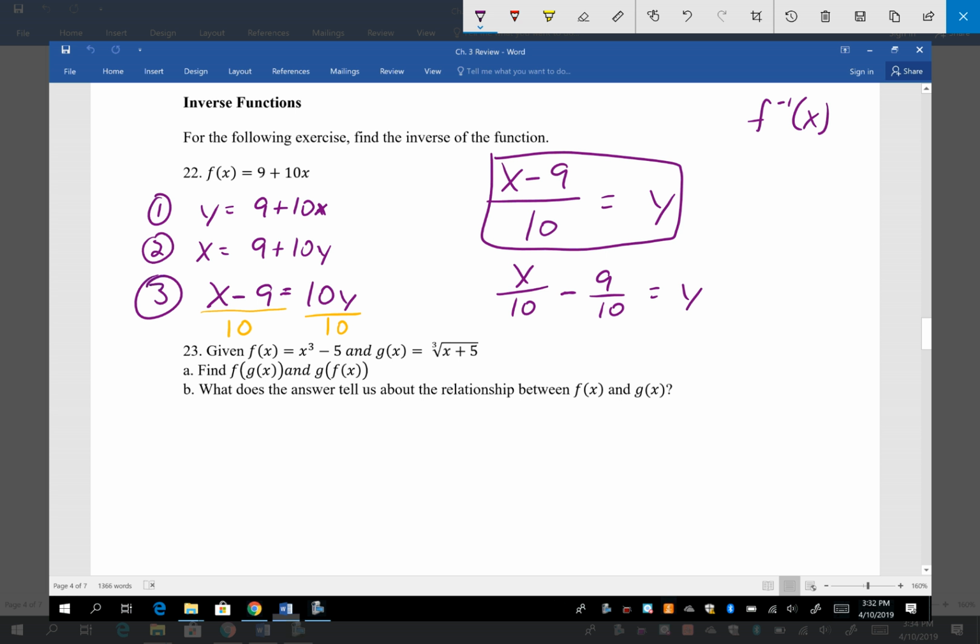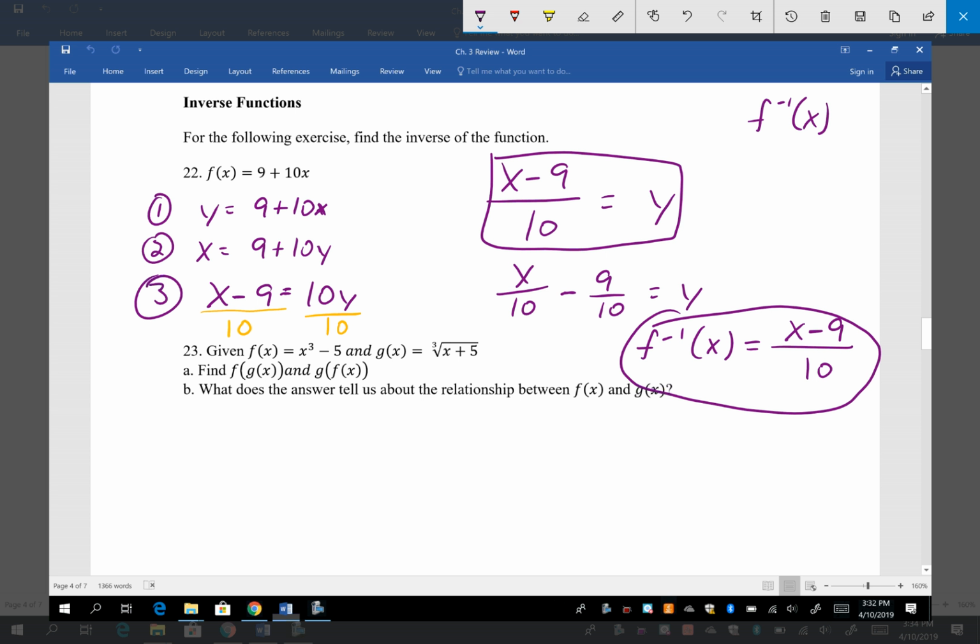So do we need to do step 4? Yes. So the answer should be f to the negative first power of x equals x minus 9 over 10. You will not get full credit if you don't do that. Now, there is a chance tomorrow that it's not going to be a function, and you would not do step 4. Do you remember the only one I've taught you so far?